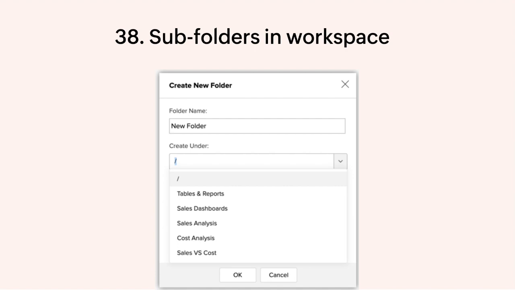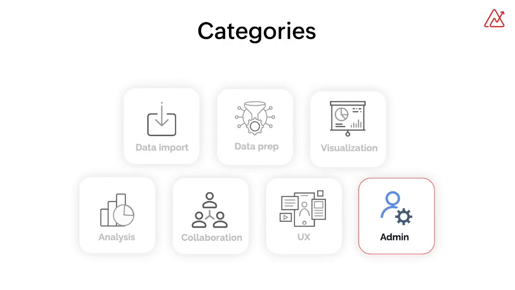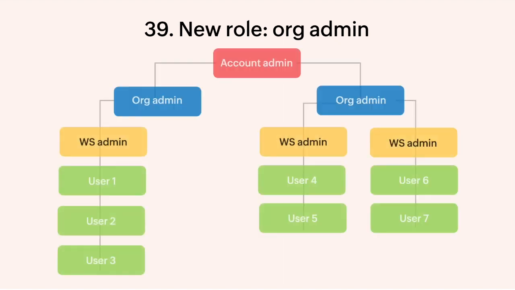And with that, we're going to the last category for the day. That's on the administrative features. In 2020, we introduced a new role, that's the org admin role. And this is the hierarchy of roles in Zoho Analytics. Earlier, you did not have the org admin. You had the account admin right on top, followed by the workspace admin, and followed by users.